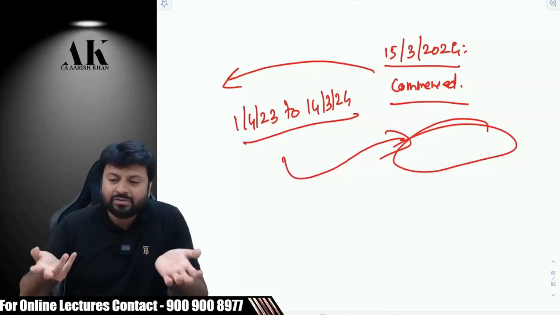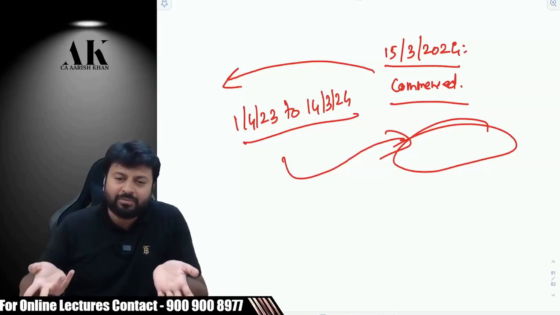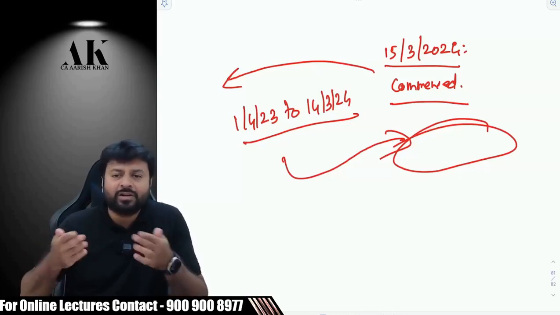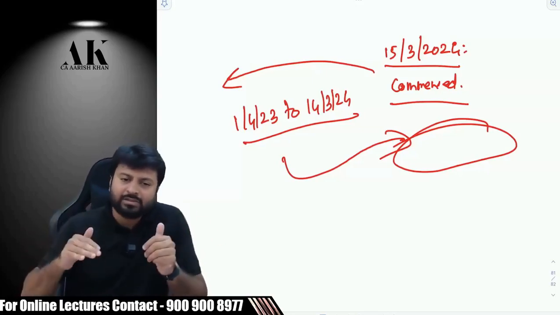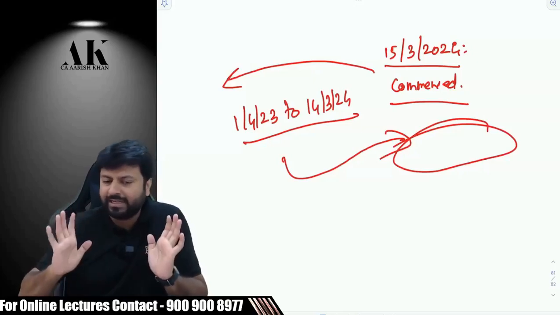The moral of the story is very simple. The date from which you commence the business, that will be the date for your previous year. Therefore, the previous year, can it be shorter than 12 months also? Yes, sir. Yes, it can be shorter than 12 months also in the year of commencement. Is everyone clear with this?